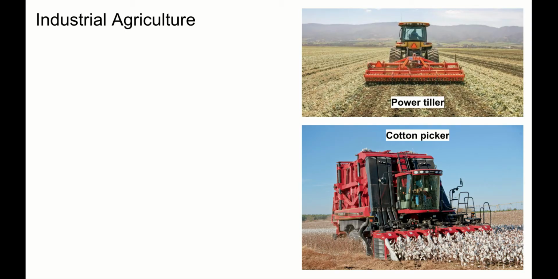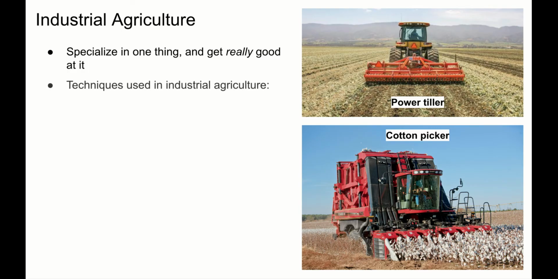So there are features that are common to industrial agriculture methods. They all kind of operate under the same principle. Specialize in one thing and get really good at it. This is also the driving principle behind a lot of the Industrial Revolution. So techniques that are used in industrial agriculture include large-scale monocultures, planting one thing in rows and rows and rows and rows, one thing as far as the eye can see. To be honest, this is probably what you think of when you picture a farm. If you've driven through farmland, especially around us, you see all monocultures, giant fields of all corn, giant fields of all soybeans. We use high yield varieties.